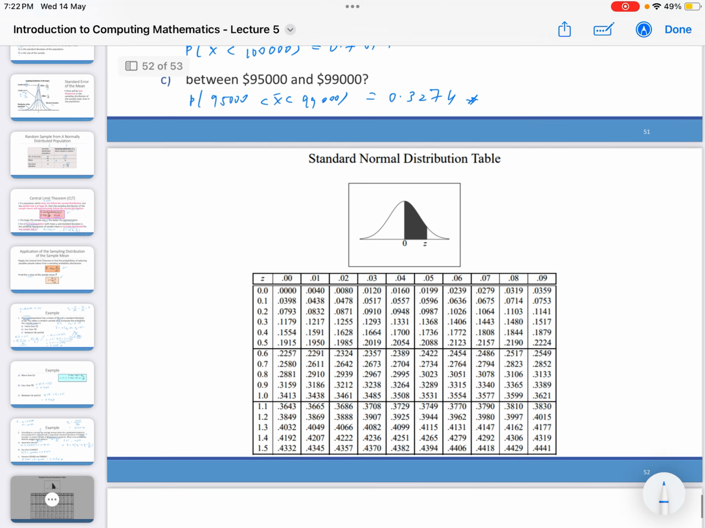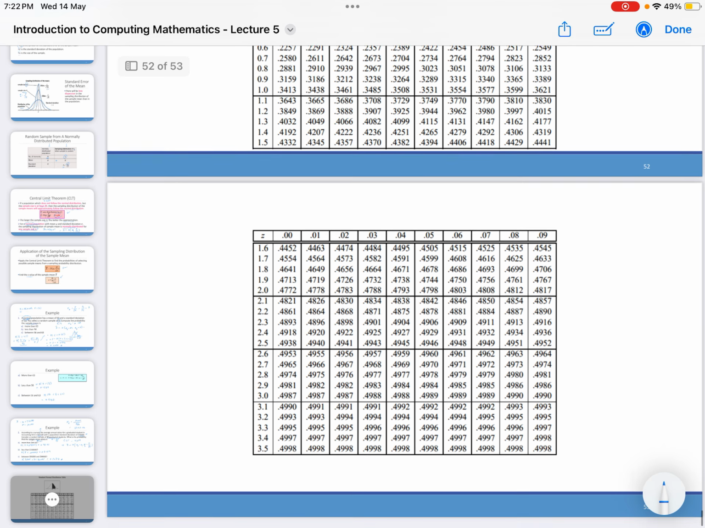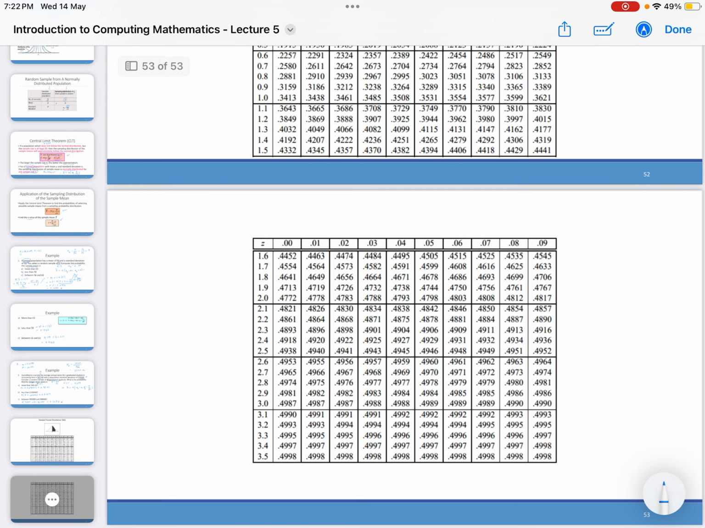And this one is the full normal distribution table for your reference.